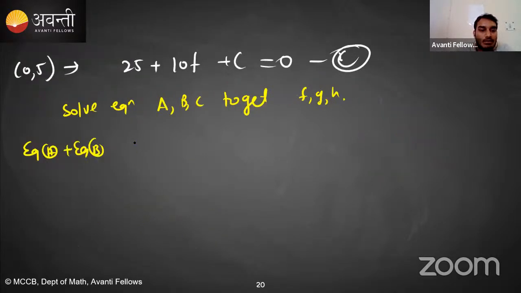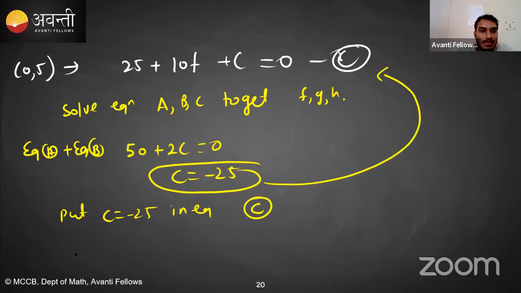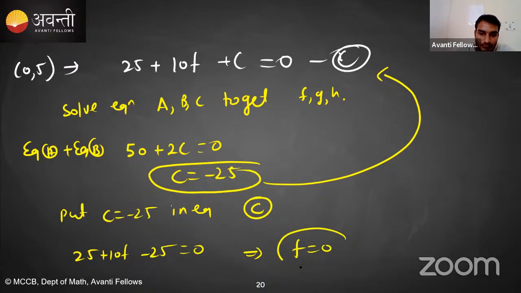So what do we get? 50 plus 2c is equal to 0. What does c come out to be? Minus 25. So c is minus 25. Now put c equal to minus 25 in the equation. In this equation, what are you getting? 25 plus 10f minus 25 equals 0. It implies f is 0. So f is 0, c is minus 25.